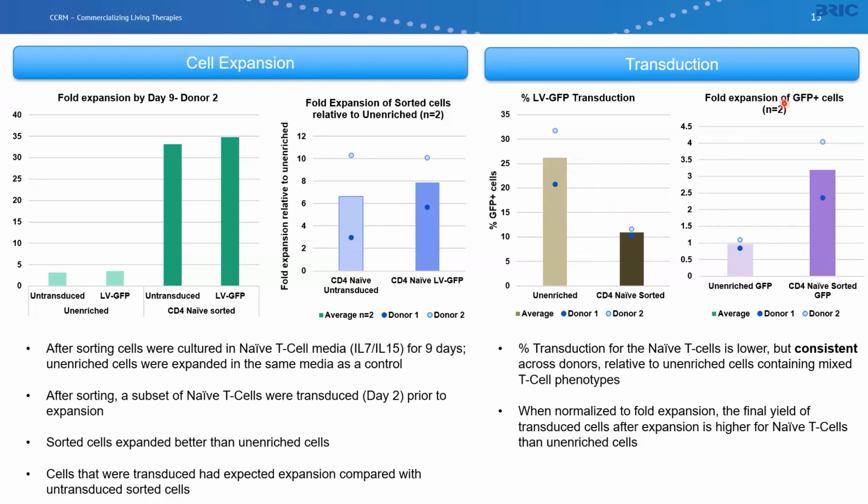But if you combine the fold expansion and the percent of transduction, we still see that the fold expansion of sorted CD4 naive T cells is way higher. It's 3 times higher than the unenriched T cells. So overall, we could demonstrate that the CGX10 sorting did not impact the expansion, had some impact on the transduction, but again, I will come back to this point later. It is not related to CGX10, it's related to the cell population itself. But overall, it yielded more transduced naive T cells than the unenriched population.